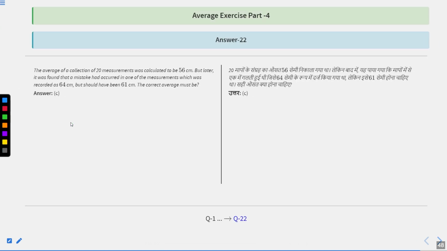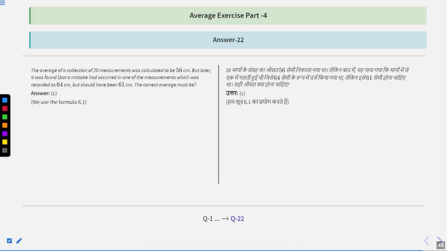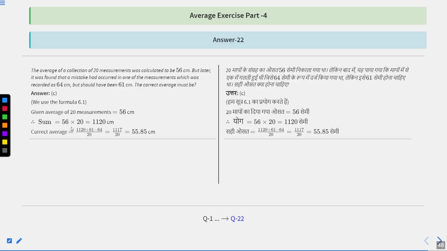Now time's up. Let's see the solution. The question says that the average of the collection of 20 measurements was calculated to be 56 centimeters. Clear? So we can say that the sum of these 20 measurements is, how many centimeters? Just multiply 56 into 20, which becomes 1120 centimeters. Now the correct average will become 1120 plus 61, and we subtract 64, divided by the total measurement collection, which was 20. So when we calculate it, we get 55.85 centimeters. C is the correct answer.